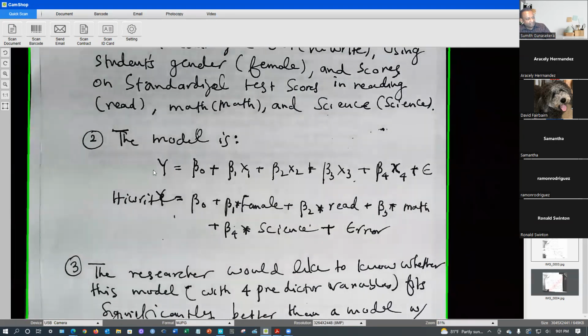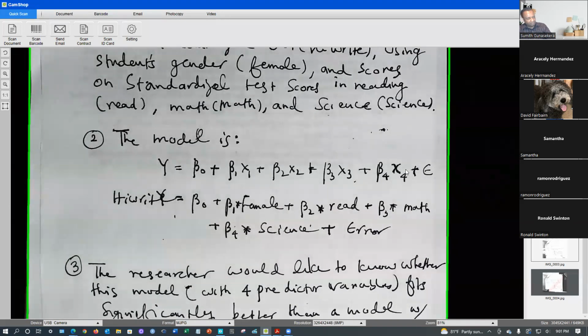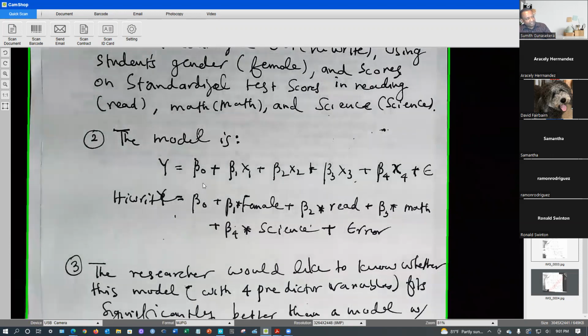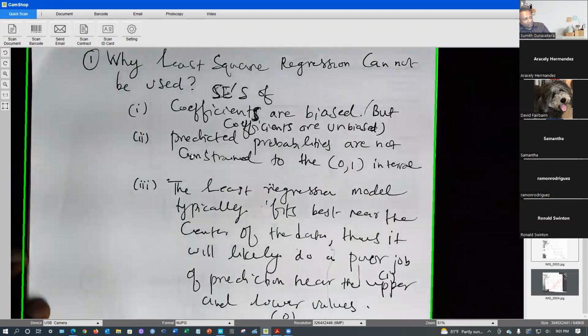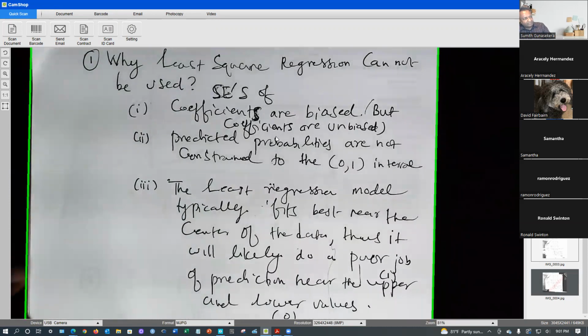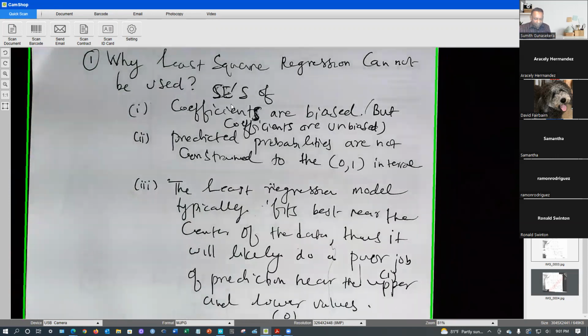When you write the population model, you write it one way. When you have the data, you write b naught plus b1 x1 plus b2 x2 plus b3 x3 plus b4 x4 plus error. b naught is an estimate for beta naught, b1 is an estimate for beta 1, and so on. That's why we say we cannot use that one, because the coefficients' standard errors are biased.